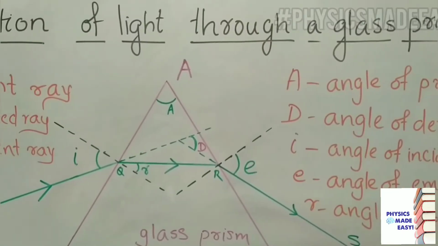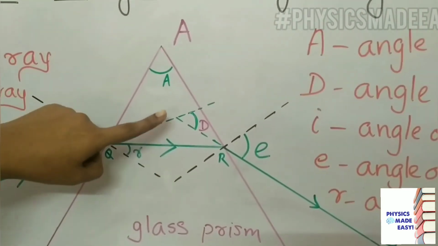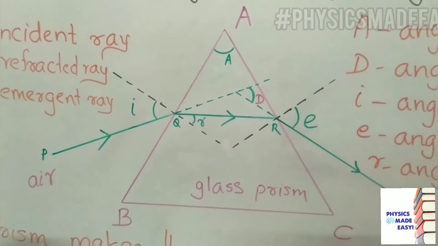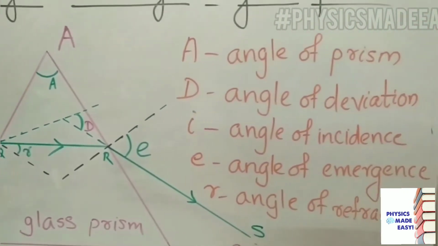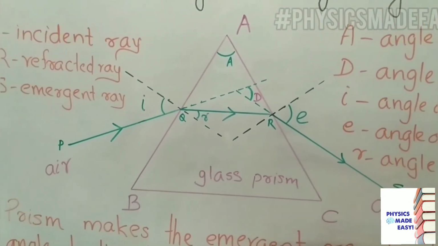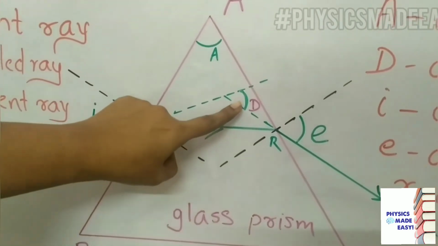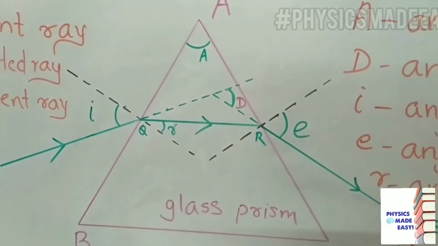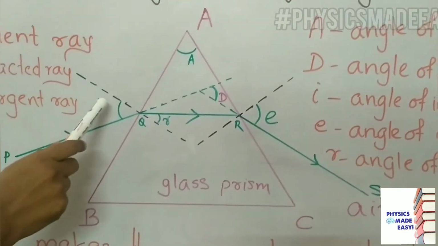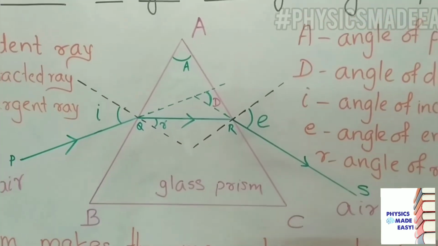Children, you can see here the prism makes the emergent ray bend at an angle to the direction of the incident ray. That angle we can call the angle of deviation. So once more, when a ray of light is passing through a prism, you can see the angle of deviation here. It depends on the angle of prism, angle of incidence and the nature of the material of the prism.